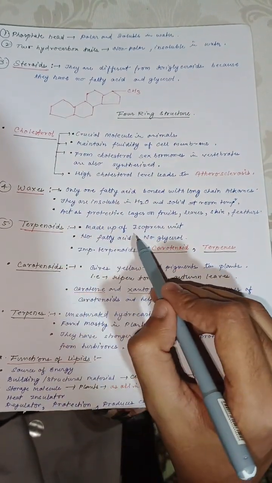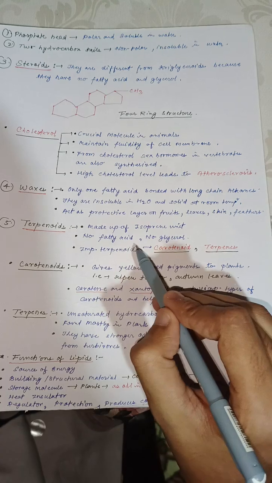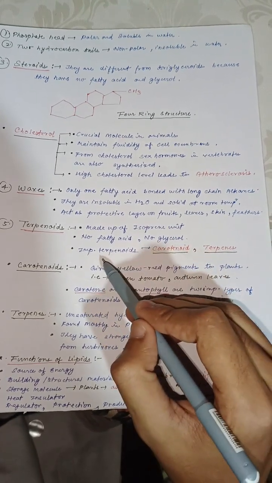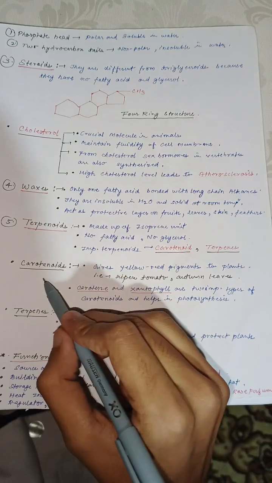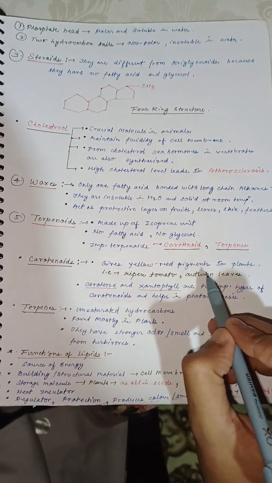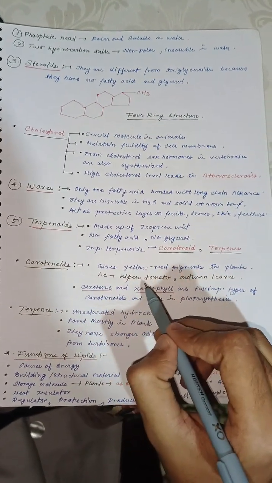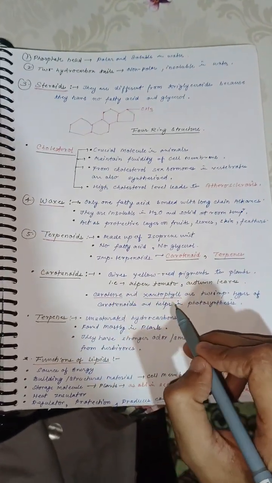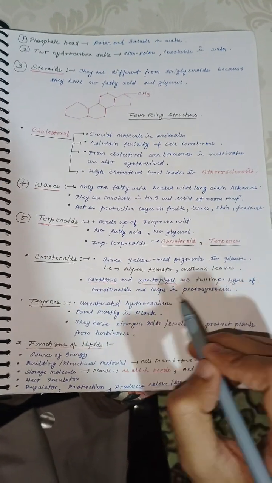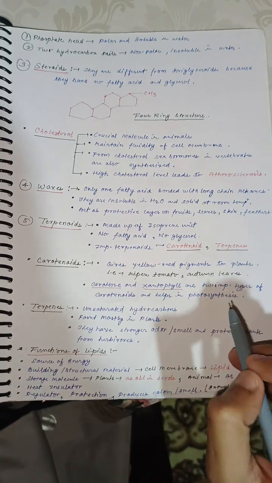Terpenoids. They are made of isoprene units, with no fatty acid and no glycerol. Important terpenoids are carotenoids and terpenes. Carotenoids give yellow and red pigment to plants, like in ripened tomatoes and autumn leaves. Carotene and xanthophyll are two important types of carotenoids and help in photosynthesis.